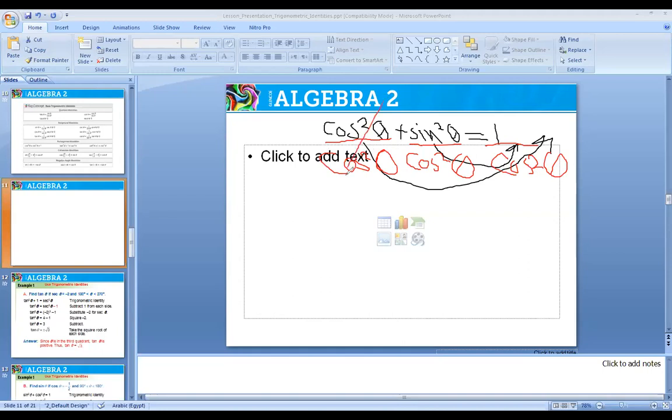Cosine square over cosine square is equal to 1. Any number over itself is equal to 1. Plus sine square over cosine square, we said before, sine over cosine equals tan. So it will be tan square theta, is equal to what? 1 over cosine square. 1 over cosine is sec, yes. So it's sec square theta. So this is the third rule. The third rule, divide the original rule by cosine square theta. So it gives me 1 plus tan square theta equals sec square theta.